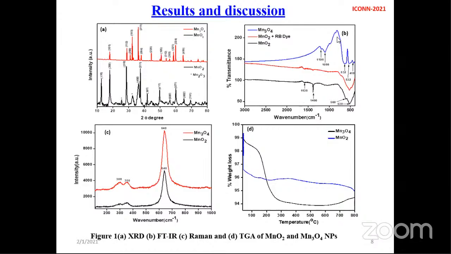Then we did the IR study, where the peaks were obtained in the fingerprint region, below 1000 wave number cm⁻¹, corresponding to the Mn-O stretching vibrations. For the Raman, weak signals were obtained because the nanoparticles are dark in color, so most of the light is absorbed and sharp peaks were not obtained. The signal at 640 corresponds to the Mn-O stretching vibrations.